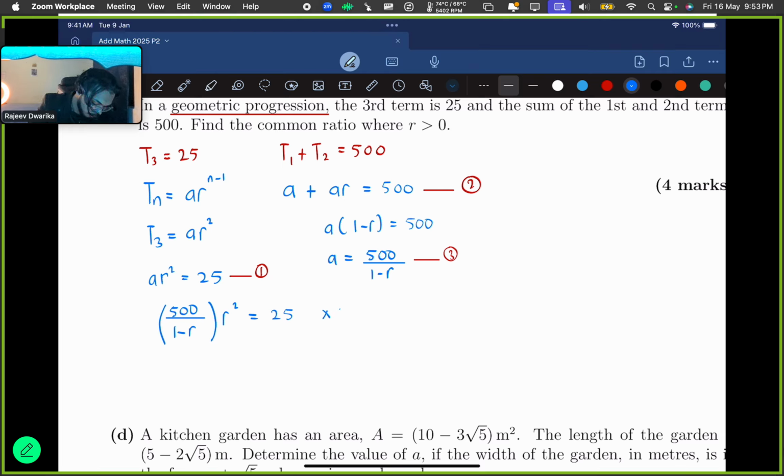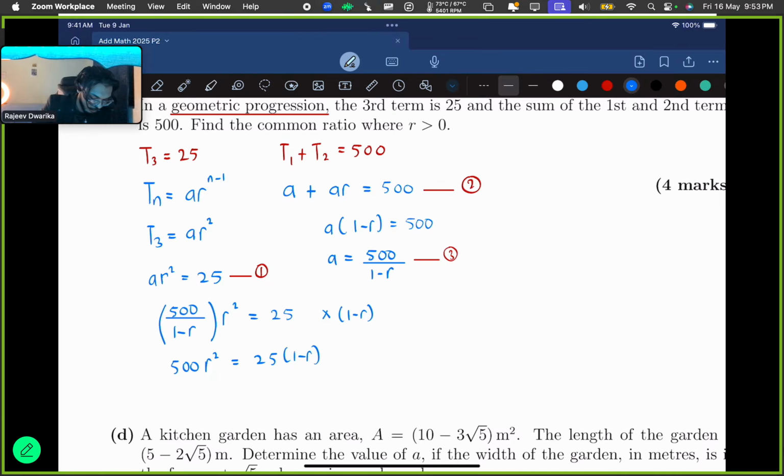500 over 1 minus r squared. I would multiply both sides by 1 minus r. Think about it, just 1 minus r. If I multiply both sides, okay. And I have it on that side. Right. And so if I do that, on the left hand side, that's going to turn to 500 r squared, and that's going to be equal to 25 by 1 minus r. You good? Okay, we're good.